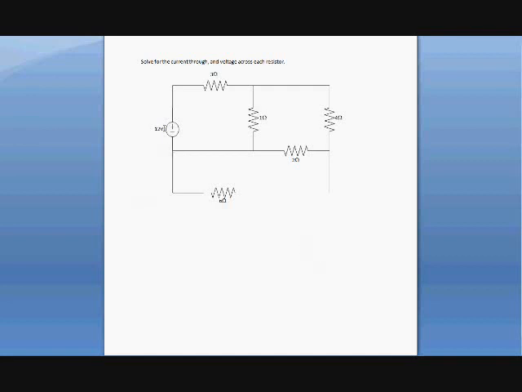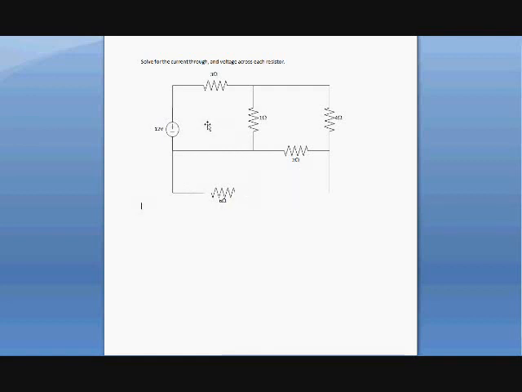Here we have a 12 volt power supply and a bunch of resistors in a circuit. What we're going to do is use Kirchoff's voltage law to determine the current through every component and the voltage across every component. Kirchoff's voltage law says that in any loop, the total voltage drop must equal 0.